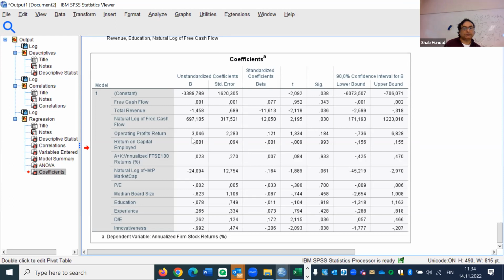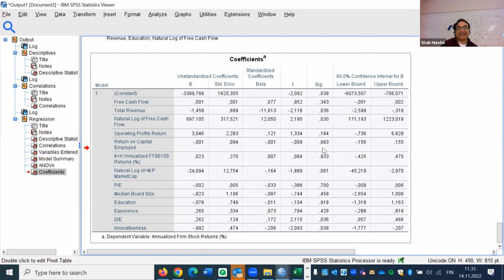Okay. Operating profits. Operating profit has a positive impact on the stock return, which means the higher the operating profits, the more the stock return, the lower the operating profit, the lower the stock return. But can you say with confidence? No, it's 18.4%. So this is a result which we are not able to prove. You remember, the person is innocent until proved guilty. We don't accept this investigation.